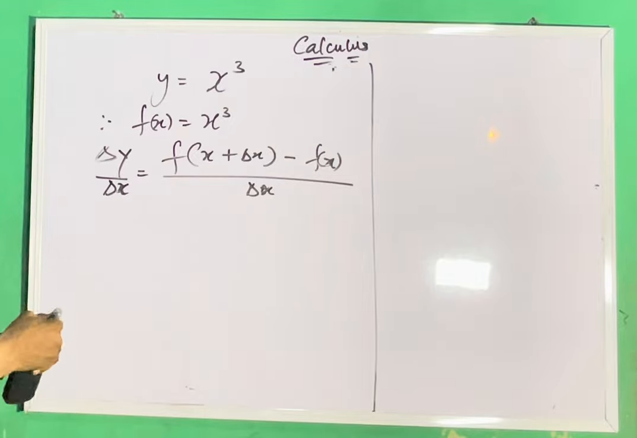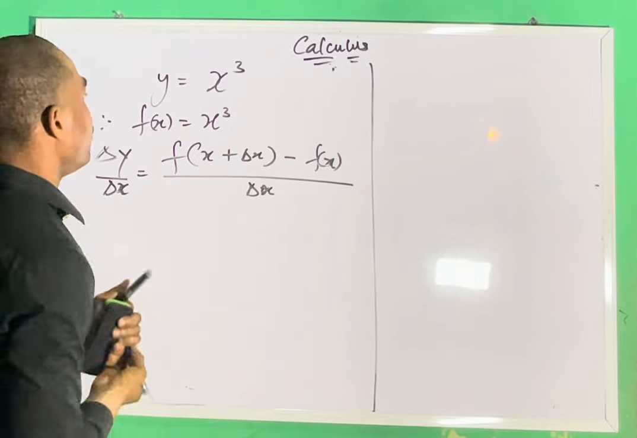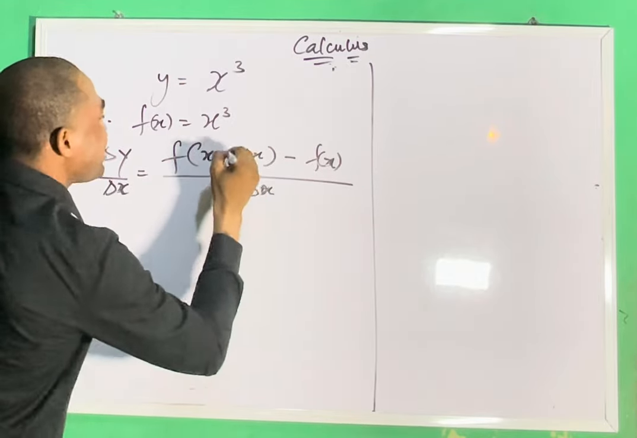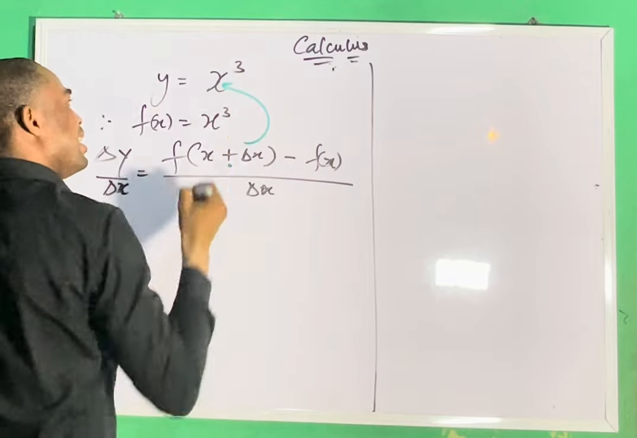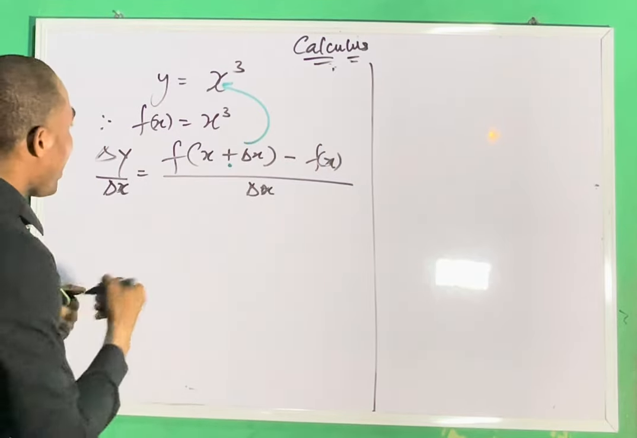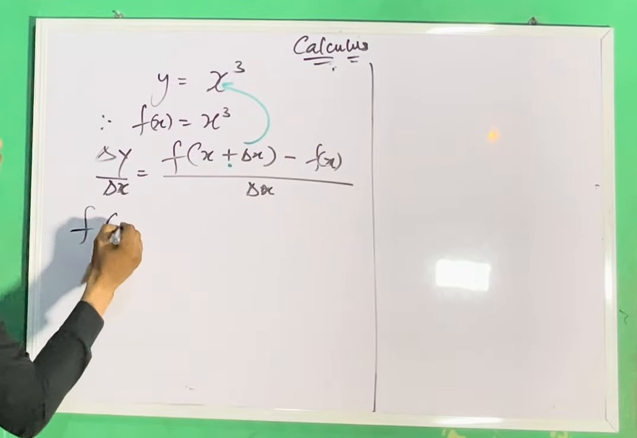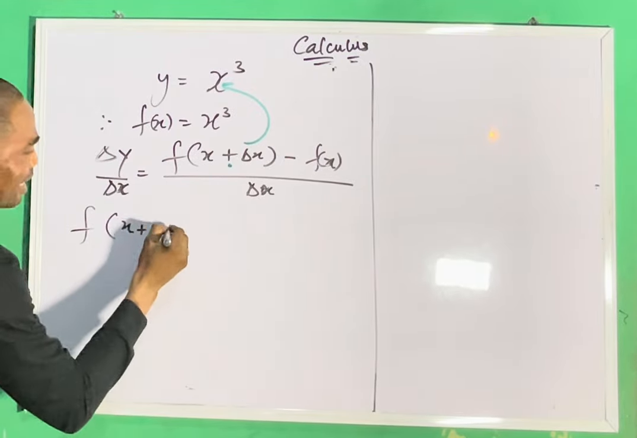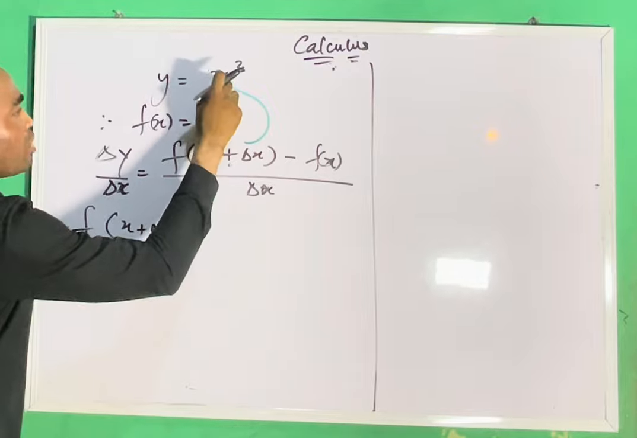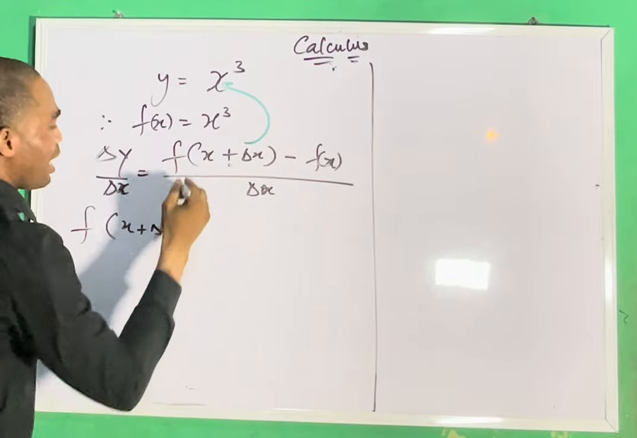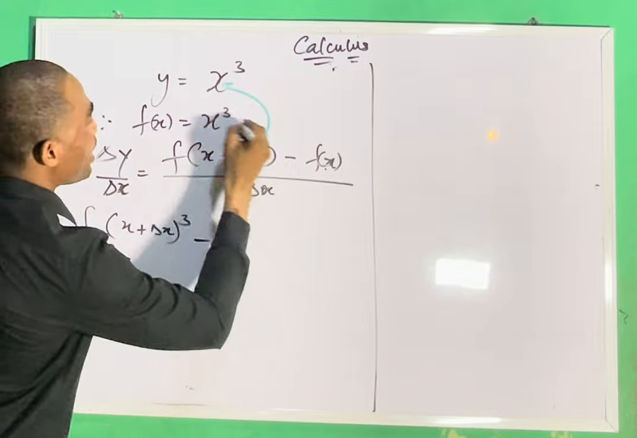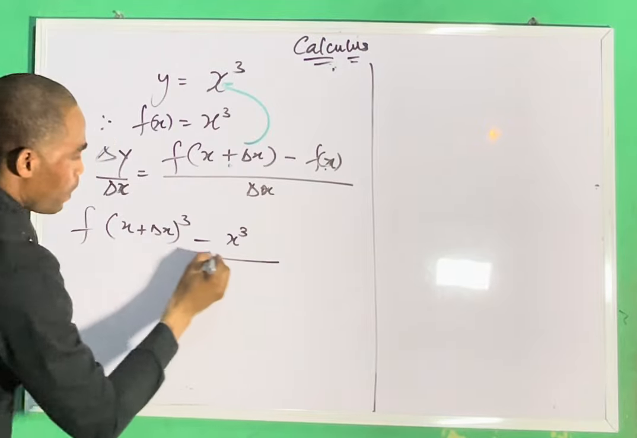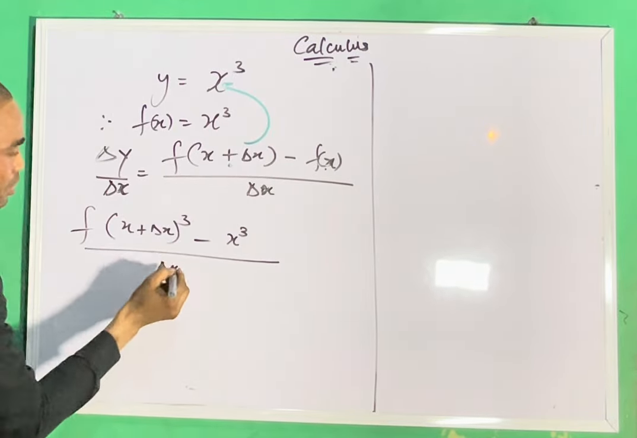Now, this is where I always want you guys to be very careful. Don't forget that I said we only have interest in this x that is here. So where I have f of x plus change in x, we have already changed this to this. So don't forget I have raised to power 3 now. Then minus f of x, which is x raised to power 3, then over change in x.